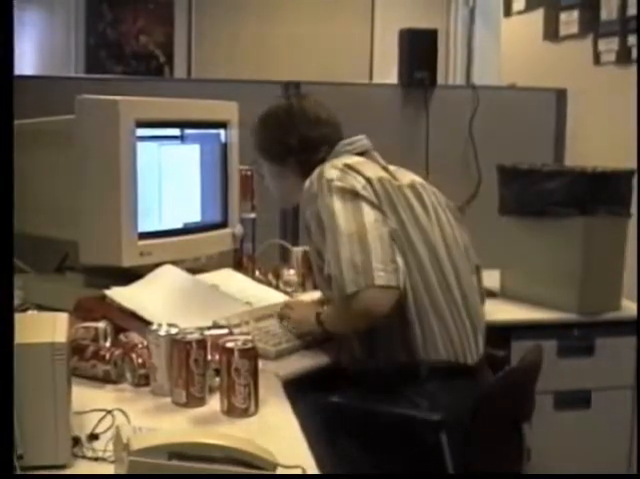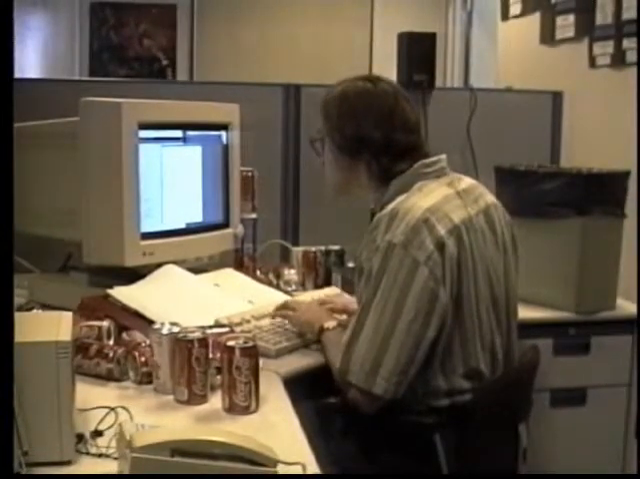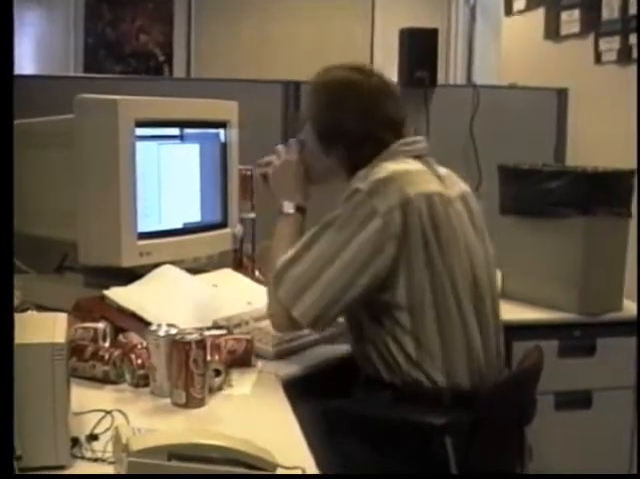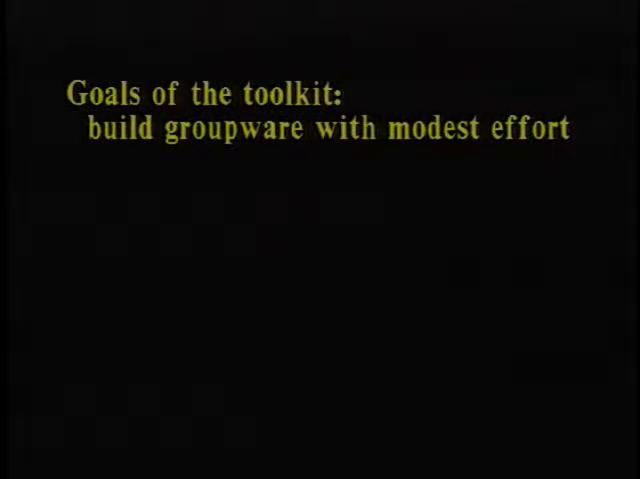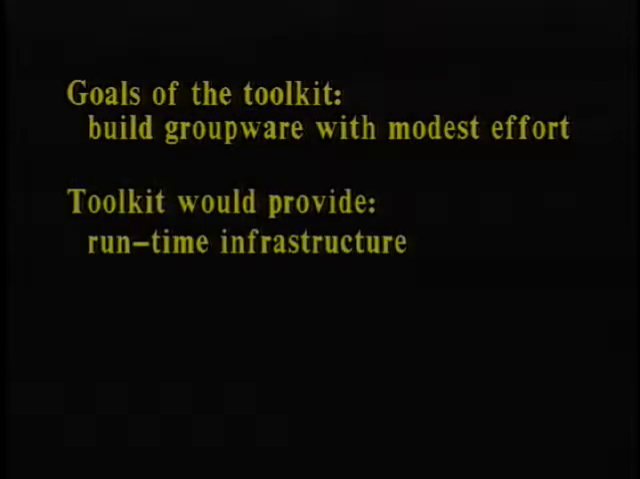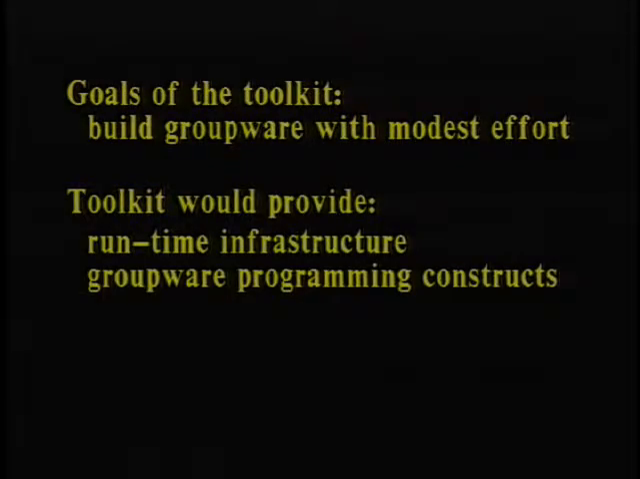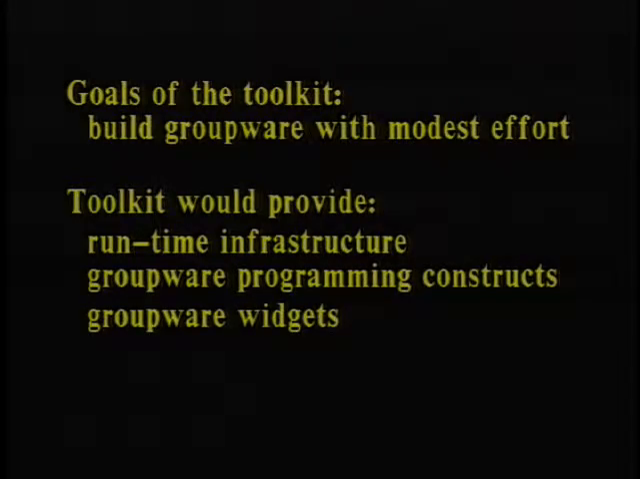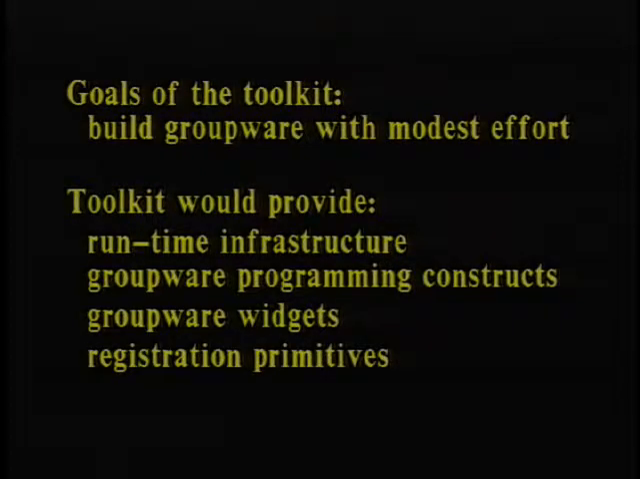It took quite a while to implement even the simplest systems, as much time was spent reinventing similar ideas over and over again. We decided to build a groupware toolkit for implementing desktop conferencing. We believe this toolkit would make building groupware only slightly harder than building conventional applications. To achieve this goal, we would have the toolkit provide a runtime infrastructure for managing communications and processes, a simple set of groupware programming constructs, a stable of groupware widgets that address the needs of conference participants, and primitives for constructing registration interfaces that let people create and manage meetings.